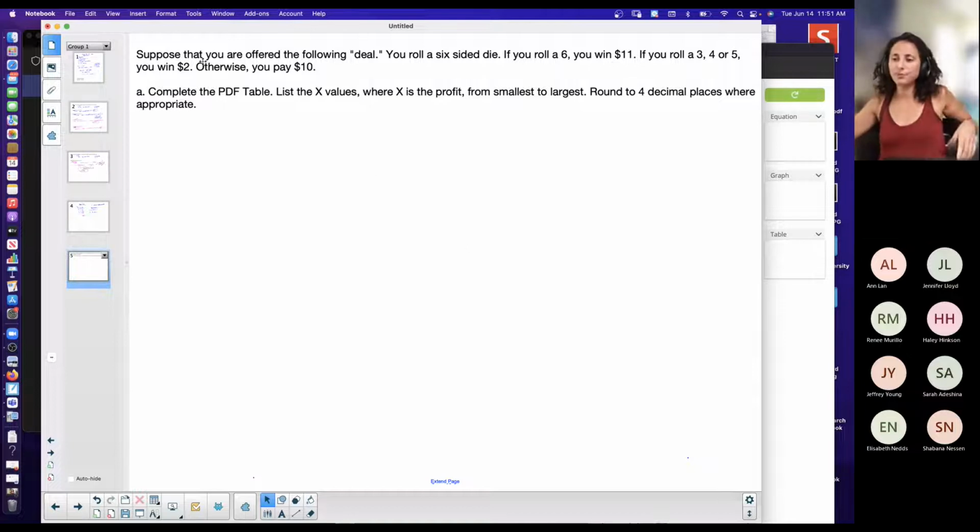This is like question 5 in the first homework assignment, okay? And I'm going to do a couple things with this. Oh no, they ask you for expected value. That's what I'm going to do anyway. Suppose that you were offered the following deal. If you roll a 6-sided die, if you roll a 6, you're going to win $11. If you roll a 3, a 4, or a 5, you win $2. Otherwise, you pay 10.